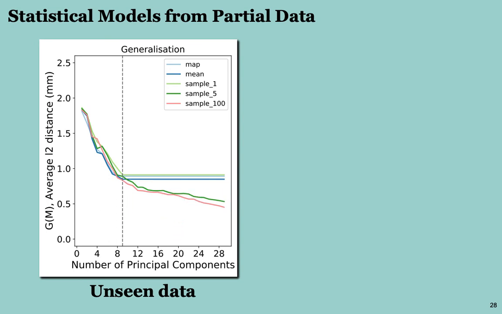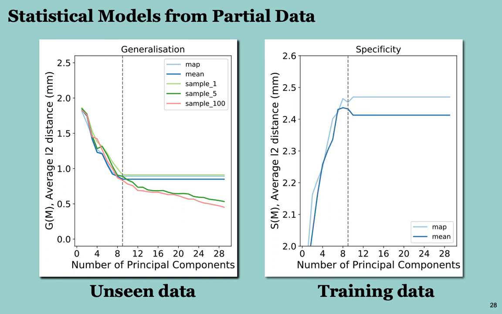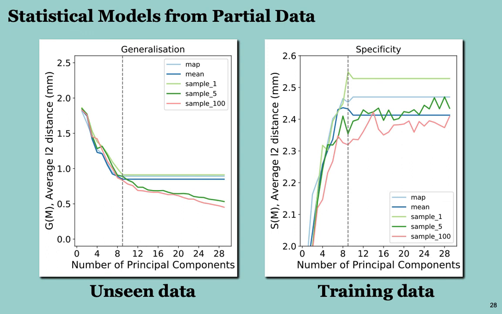The other measure is specificity. While we want the model to generalize to novel data, it should also stay within its shape space. And so specificity measures how far random samples from the models are from their training data. Here we see that the mean is better than the MAP solution. And also a lot better than taking one random sample from each of the distributions. But by using 5 or even 100 random samples, we have a specificity measure that is as good or even better than the mean. And important to note here is that this is while also generalizing better to new data.